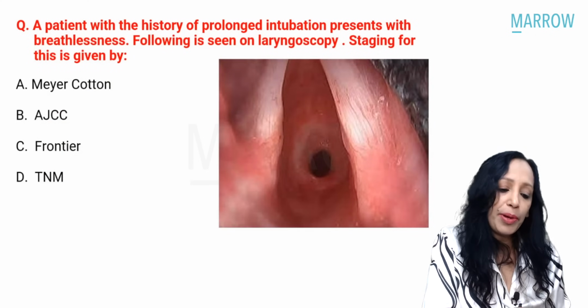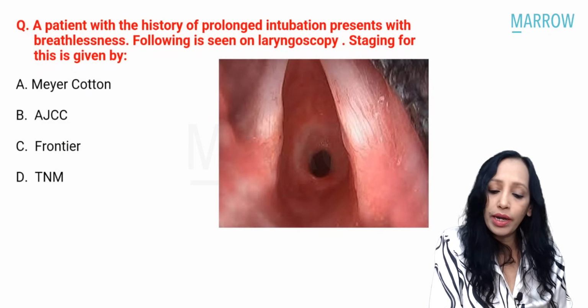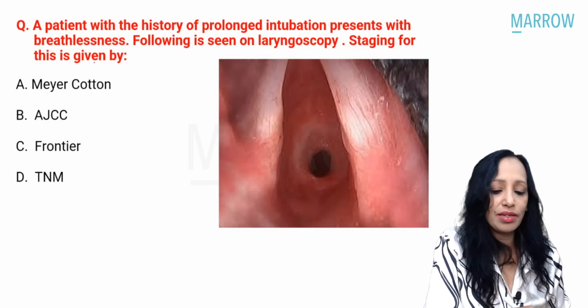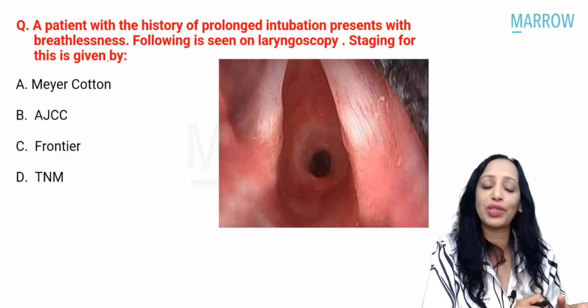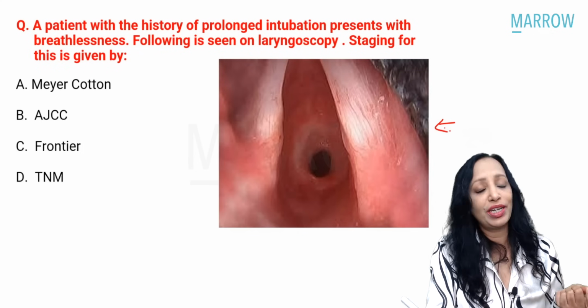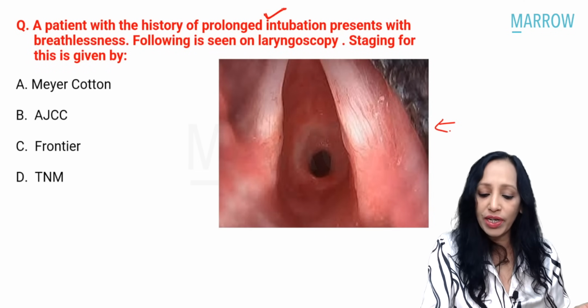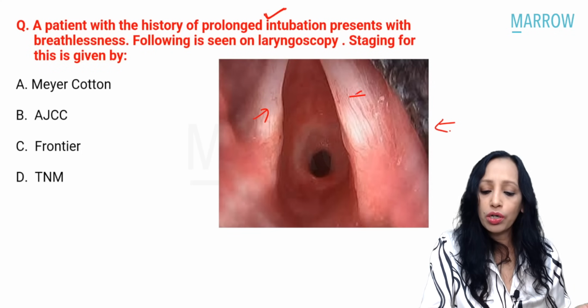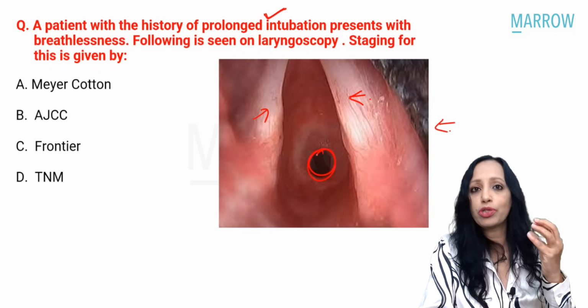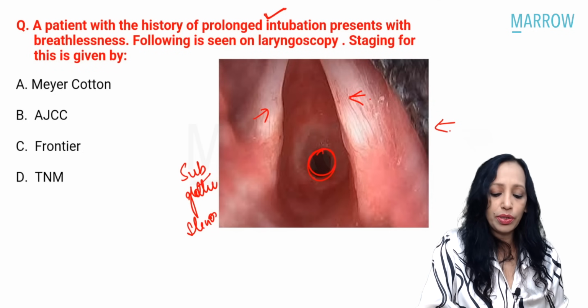The next question: a patient with a history of prolonged intubation presents with breathlessness following a laryngoscopy. Staging for this is given by. Again, this is a combination of two questions. First, we are supposed to diagnose what we are seeing here, and then this condition is staged by which staging. This is a patient with prolonged intubation. What we are seeing here are the two vocal cords. This is the subglottic area where the opening is very small. So yes, this is subglottic stenosis, and so we have made the diagnosis.